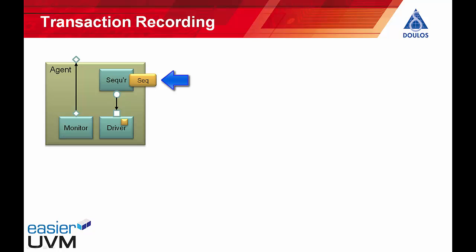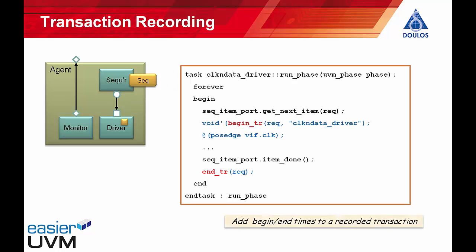Unfortunately, the automatic recording that occurs within the sequencer isn't very useful because the sequence doesn't have any concept of time, and so the timestamps associated with those transactions, the begin and end times of the transactions, aren't usually very meaningful or usable. You tend to see each transaction beginning and ending at the same time within the transaction recording database, which isn't very useful.